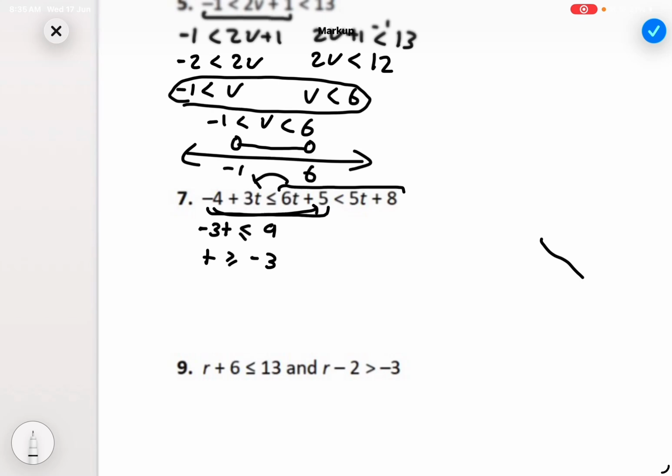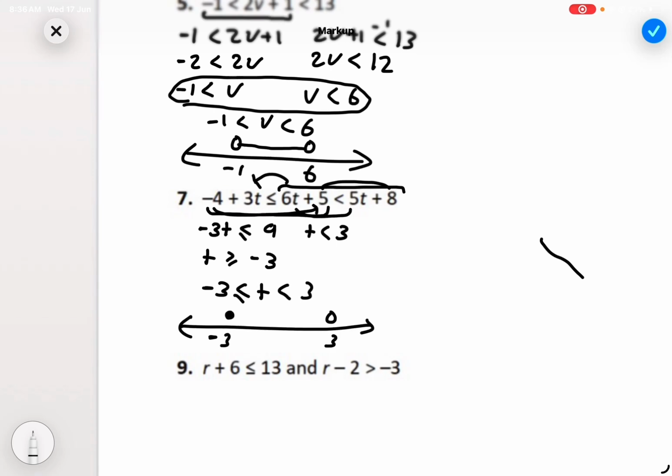For the second equation, we do almost the same thing. Just take the 5 to the side, and take this 5 to the side. 6t minus 5t is t, less than 8 minus 5, which is 3. And these are our answers. To simplify it, we do negative 3 is less than or equal to t, which is less than 3, which just means the answer is between negative 3 and 3. And on the number line, it looks like this: negative 3, 3, filled hole, empty hole, line.